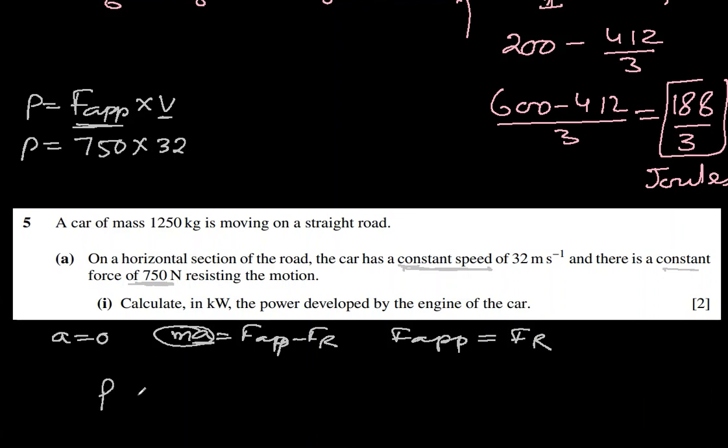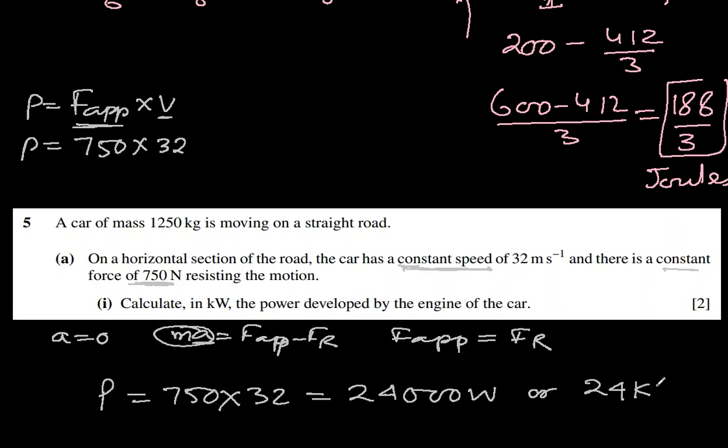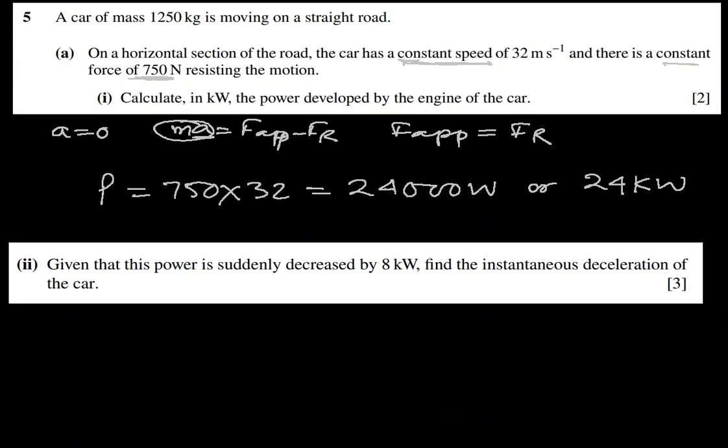So power becomes 750 times 32 meters per second, which is 24,000 watts or 24 kilowatts. Okay. Next, second part. Given that this power suddenly decreased by 8 kilowatts, so it was 24 kilowatts, now it is 24 minus 8, 16 kilowatts, which is 16,000 watts. That's what we will use.